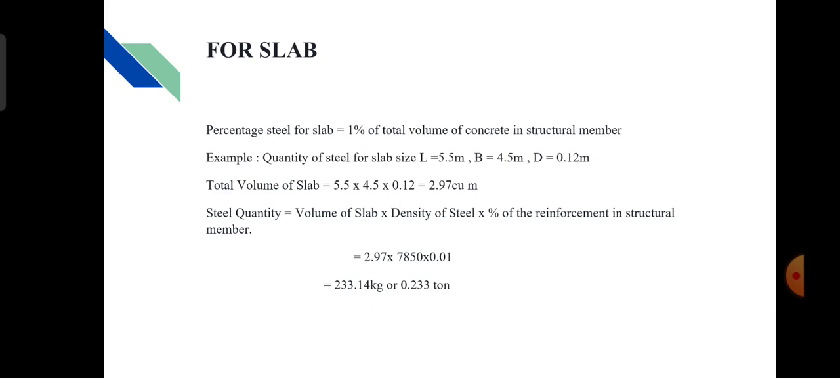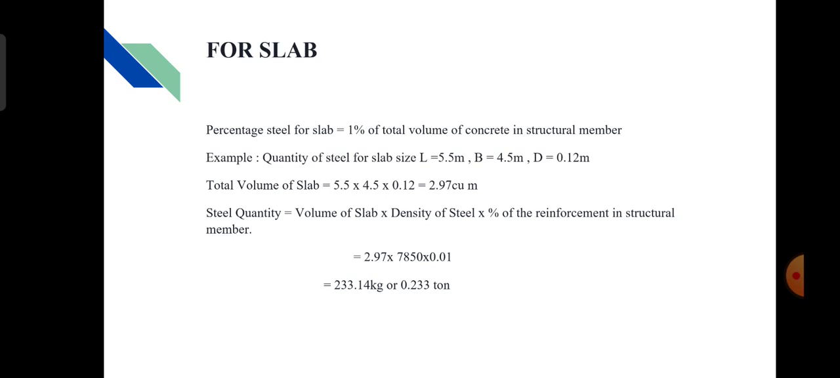You can just observe here. I have taken a slab of size length 5.5 meters, width 4.5 meters, and depth of the slab as 120 mm, that is 0.12 meters. So the total volume of the slab comes to be a multiplication of length, breadth and depth, that is 5.5 into 4.5 into 0.12, which comes to be 2.97 meter cube.